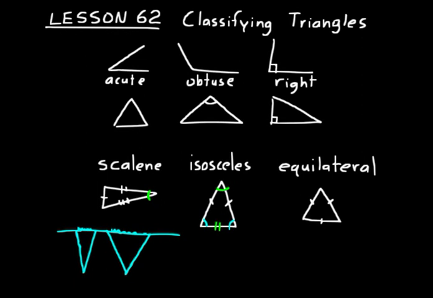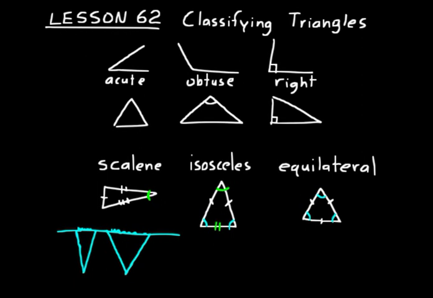Well, you know that in an isosceles triangle, the angles opposite the equal sides have the same angle measure. They both have the same measure. It should make sense then that in an equilateral triangle all three angles are the same measure, because all three sides have the same length.